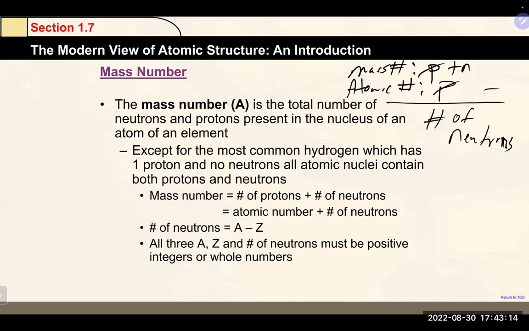Can we find the mass number on the periodic table? The answer is no, you cannot. That top number, once again, is our atomic number.